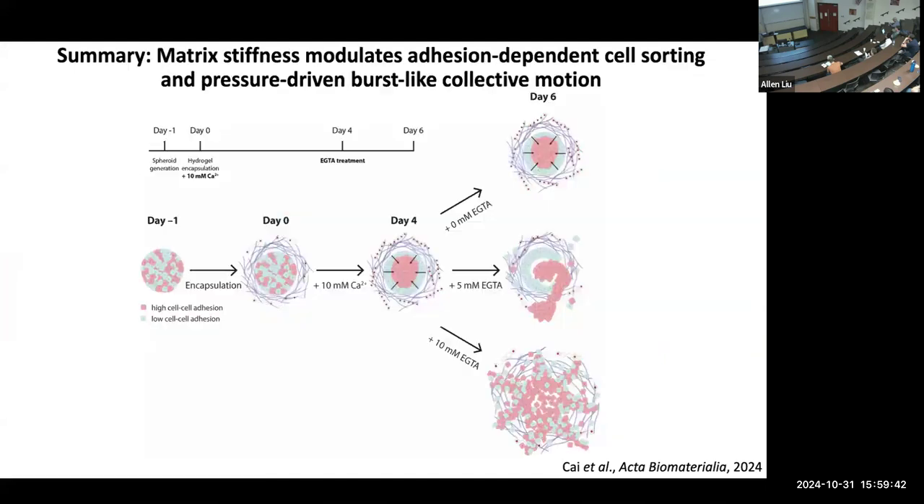Okay, so this is our final model: we start with a uniform spheroid and allow the stiffness-dependent sorting to happen, and we still don't know exactly why that happens. Under these high calcium conditions with cross-linked alginate, we generate the sorted spheroids, and then the sorted spheroids can escape, can invade, once you reduce the confinement stress. Okay.